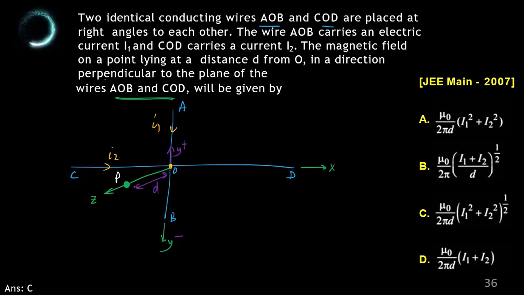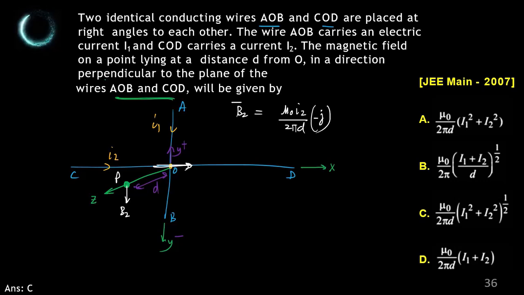For the wire I2, which is carrying the current along the X direction, place your thumb along X and stretch the fingers towards Z. So the palm faces vertically downward. So this is the B2 direction. In the vector notation, what should you write? The B2 vector should be equal to mu naught I2 by 2 pi d into J with a minus sign, minus J, because it is in the negative direction.